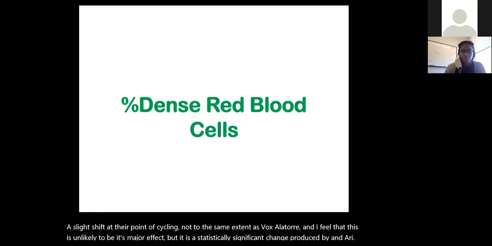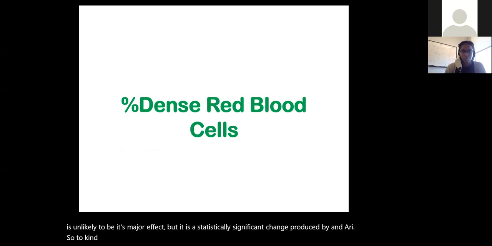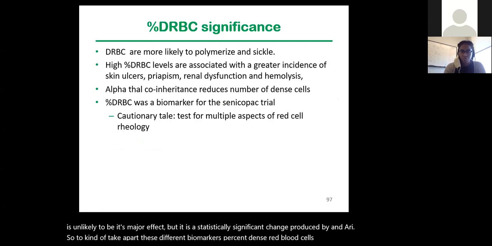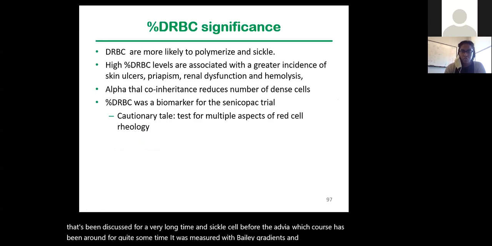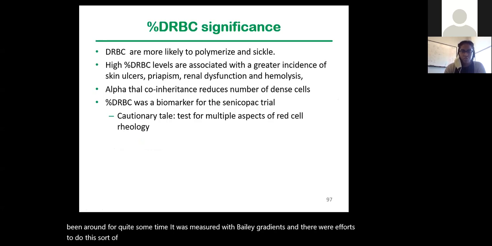So to kind of take apart these different biomarkers, percent dense red blood cells are something that's been discussed for a very long time in sickle cell. Before the ADVIA, which of course has been around for quite some time, it was measured with phthalate gradients, and there were efforts to do the sort of clinical correlations that we're beginning to do with the Lurka.